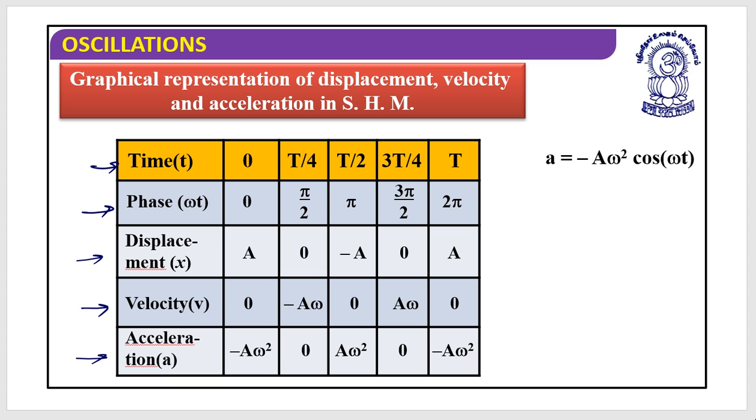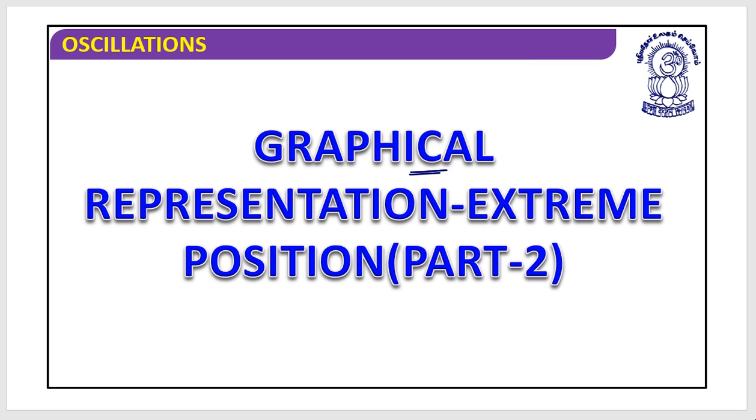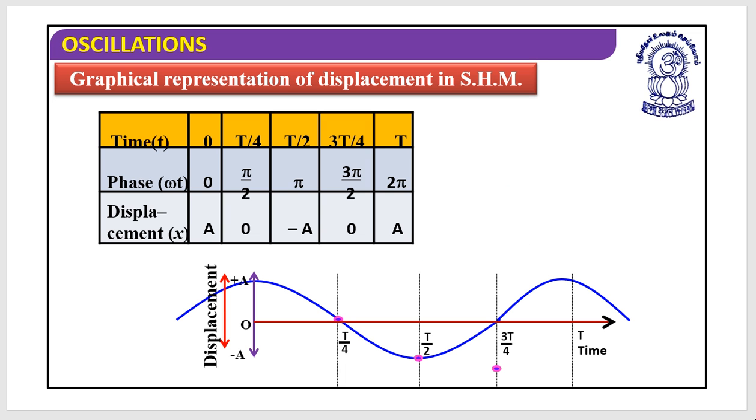I hope this is clear. Is it clear? So now let's just plot this. It is the graphical representation when the particle has started its motion from the extreme position. Let's have a look. First, the displacement. As the particle has started its motion from the extreme, x is equal to a cos omega t.